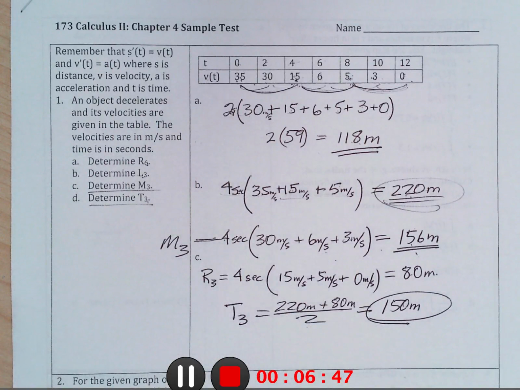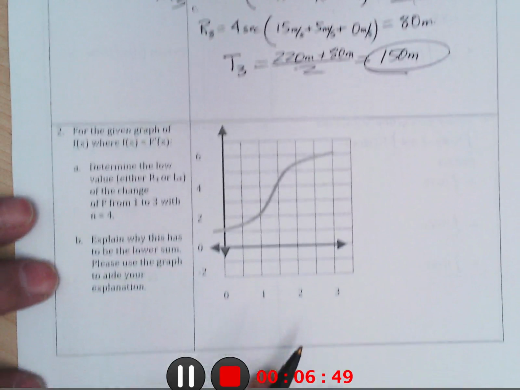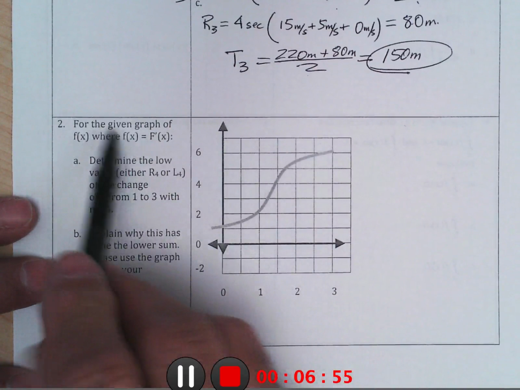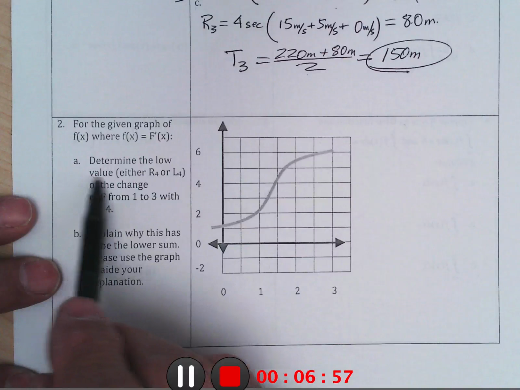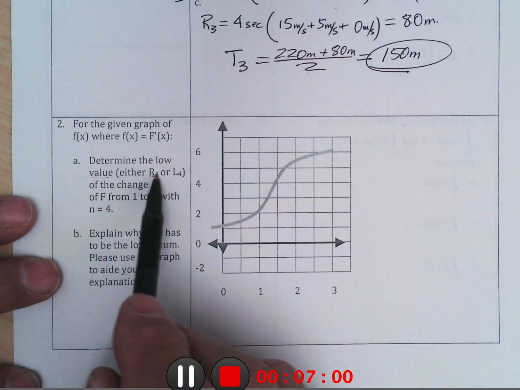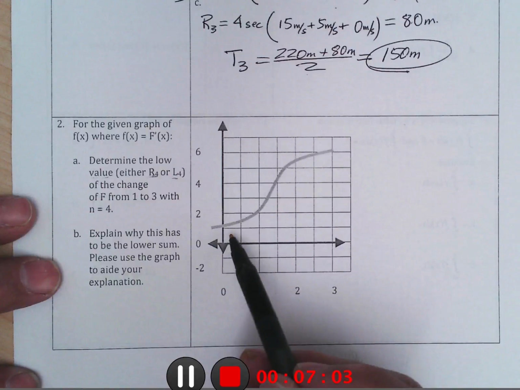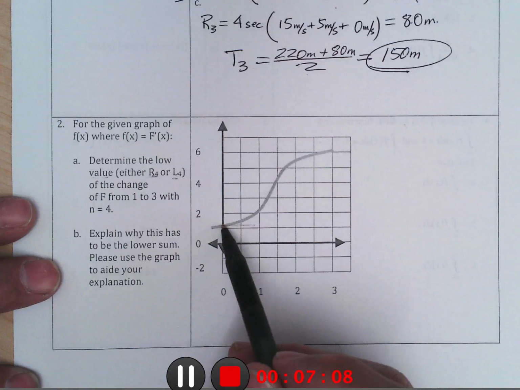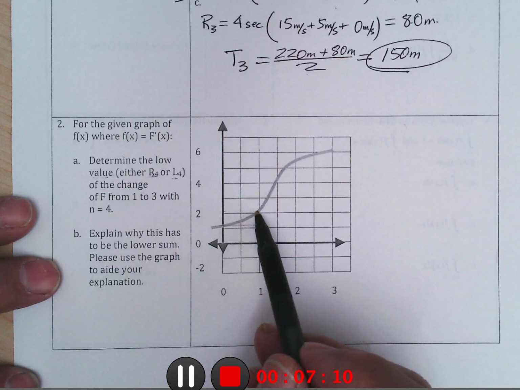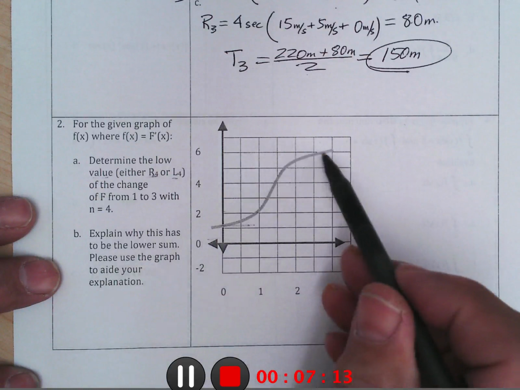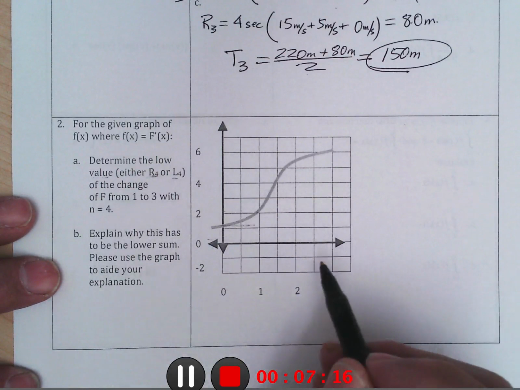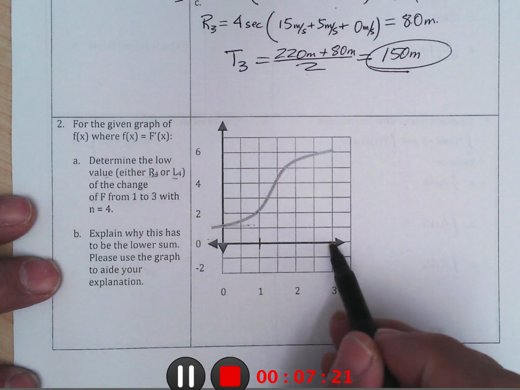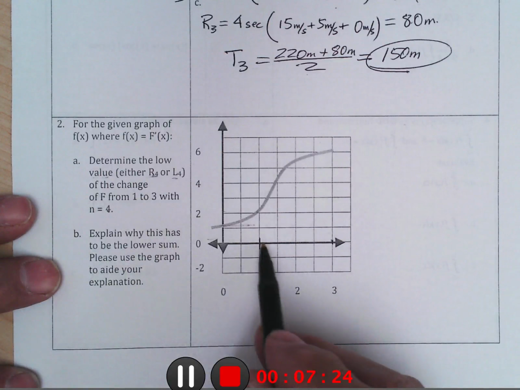Number 2, we have this graph, and it says determine the lower value of either R4 or L4. So which one's going to give the lower value? Using the rectangles with the left side on the curve or the right side on the curve? I think, since this is an increasing function, the left side will be lower. I want to do from 1 to 3, and do 4 of them. So each one's going to be a half unit wide.